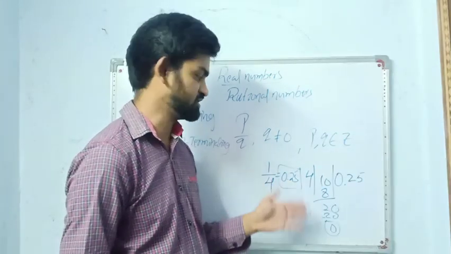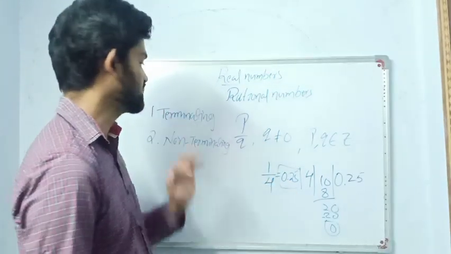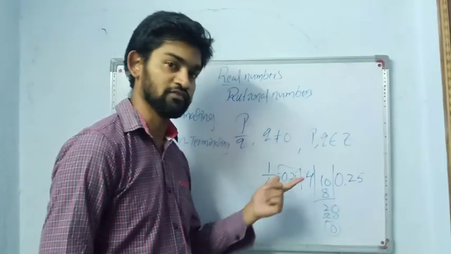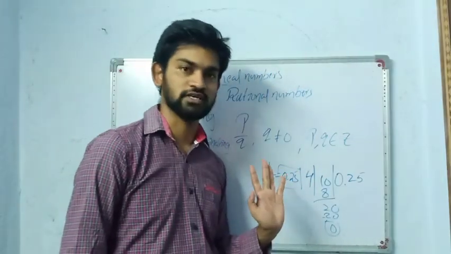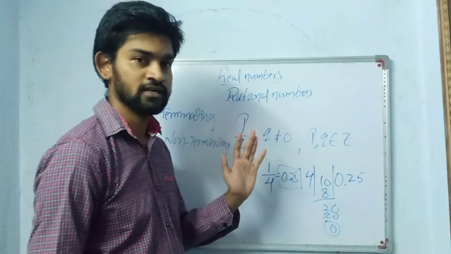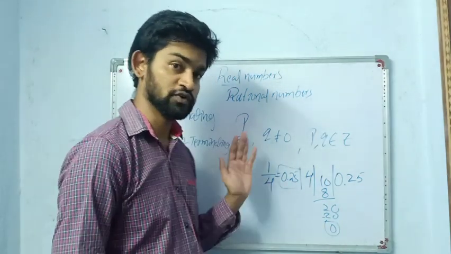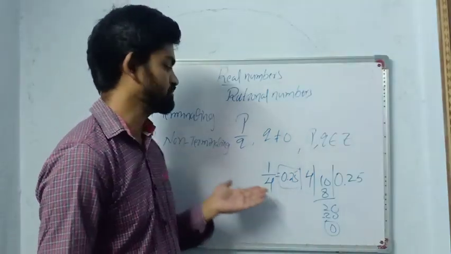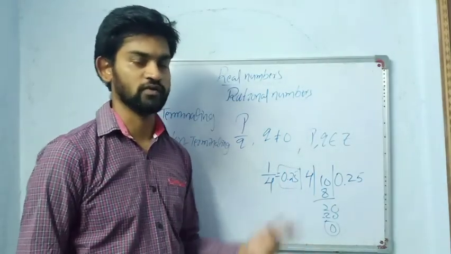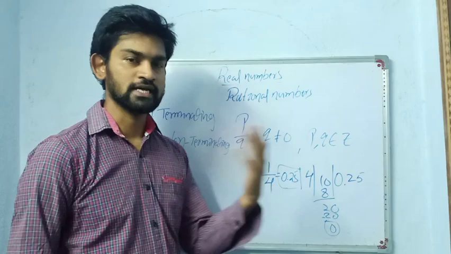These types of rational numbers are called terminating rational numbers. Keep in mind, when you divide terminating rational numbers, you will get remainder as 0. When you divide non-terminating rational numbers, you will not get remainder as 0. One or a few numbers will keep on repeating.